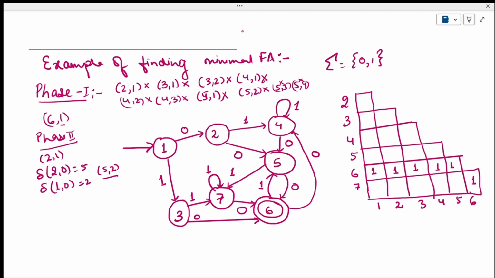But since we have another symbol 1, I'll check for symbol 1 also. 2 on reading 1 is going to state 4. Similarly, 1 on reading 1 is going to state 3. Check this pair 4 3. In the table 4 3 is not yet marked, so I will not mark 2 1 right now. Again check for the cell 3 1 and repeat the process.